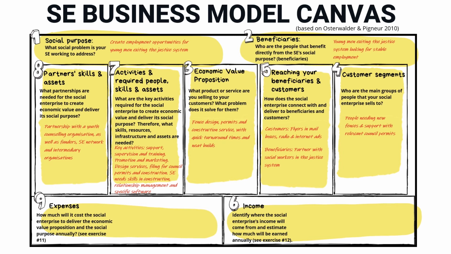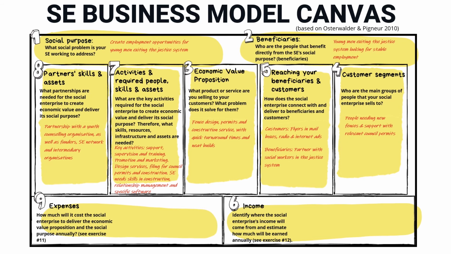retain a job. Our economic value proposition is that we will be a fencing company that provides a design, permit, and construction solution for our customers, who are property owners that find the local council's permit process complex and time-consuming, and who want a well-designed fence built as quickly as possible with the site left clean and tidy afterwards. We will reach our customers through flyers, radio, and internet ads, and we will reach our beneficiaries through partnerships with social workers connected to the youth justice system.